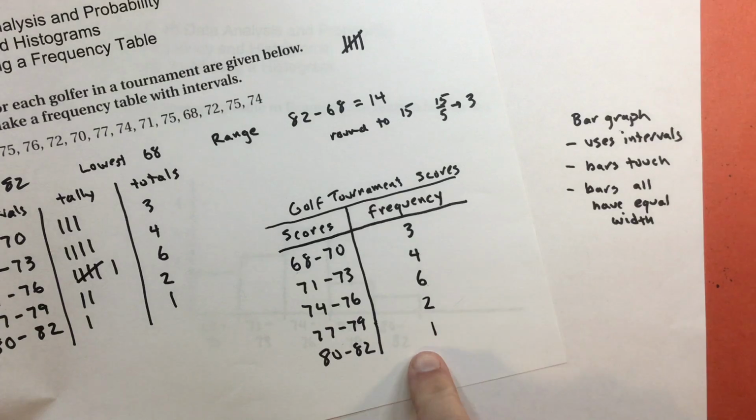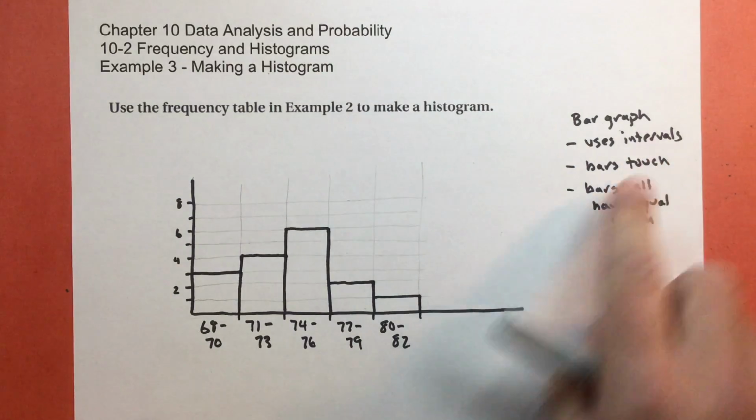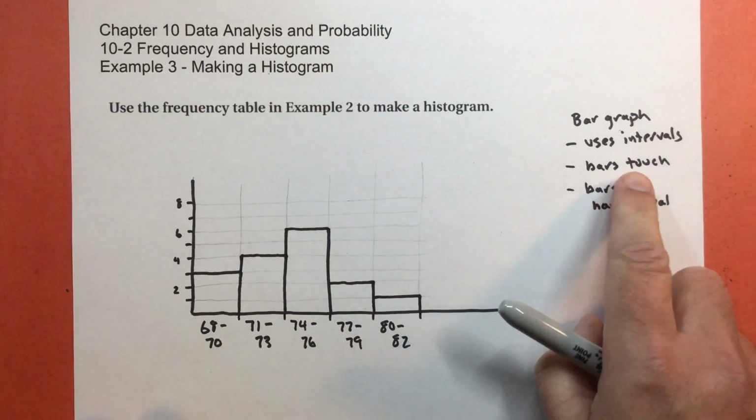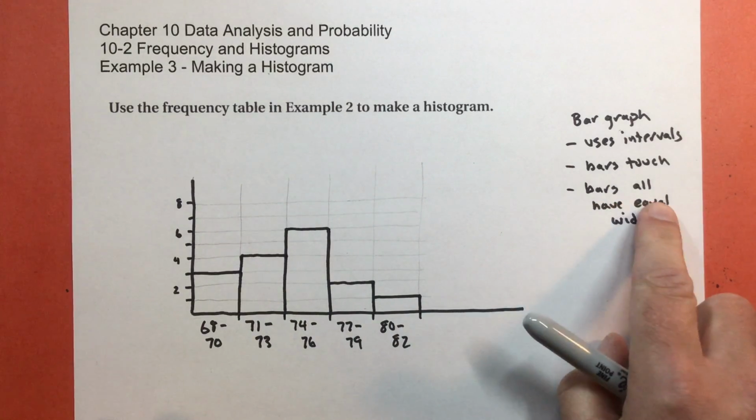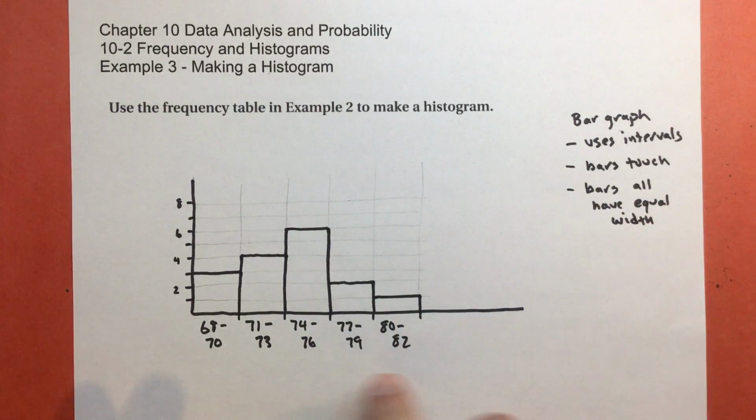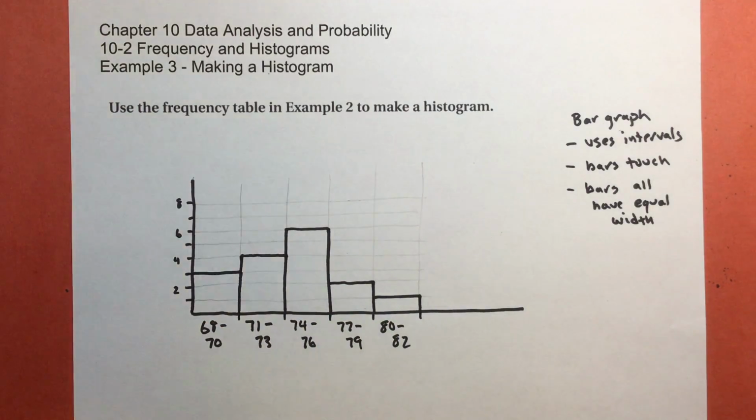So again, just to double check, you've already done all of the stuff. You're just going to make a graph of this data that you've already done. Just remember, it uses the intervals that I had before. The bars are touching, so there's no space between them. And the bars are all equal width. And when I use my ruler to draw it, each of these are about 2 centimeters. It doesn't matter what it is. A lot of times you're going to use software, so that's probably going to come up automatically.